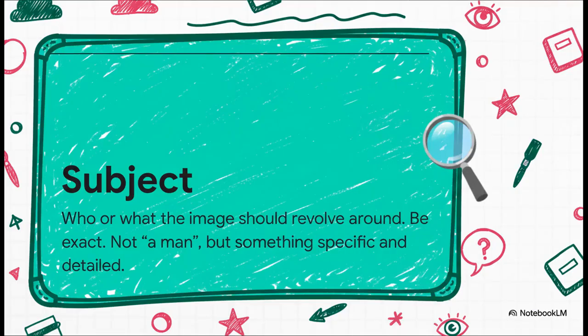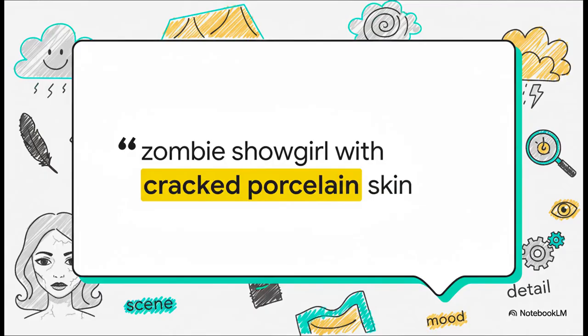First up, your subject. Who or what is the main focus of your image? The key here is to be relentlessly specific. A man just isn't going to cut it. That's a guess. You've got to give the AI a real character. Something exactly like this. I mean, this isn't just a person, right? This is a character with a whole backstory practically baked right into the description. Zombie showgirl gives us a genre and a history. Cracked porcelain skin adds this layer of texture and tragic beauty. All of a sudden, the image in our head is 1,000 times more interesting.